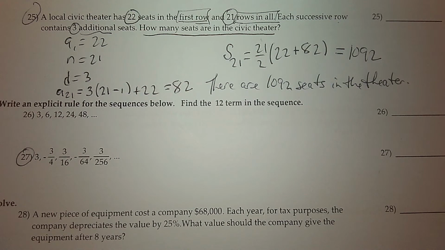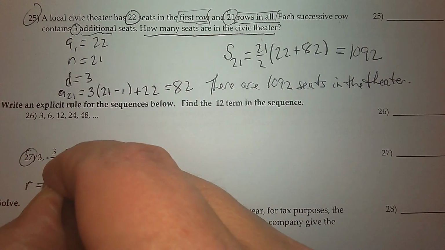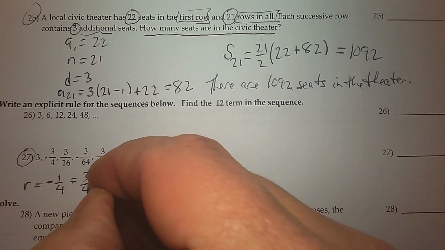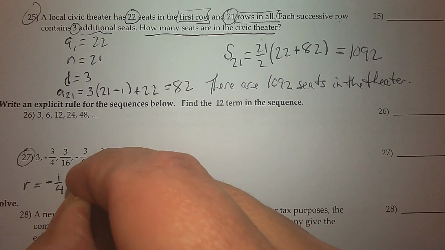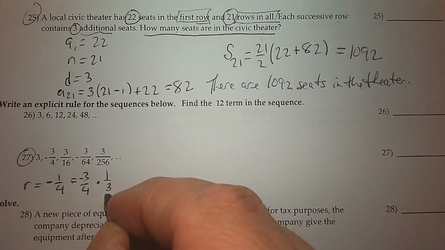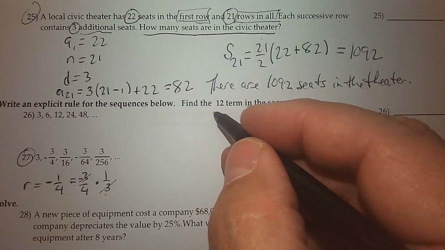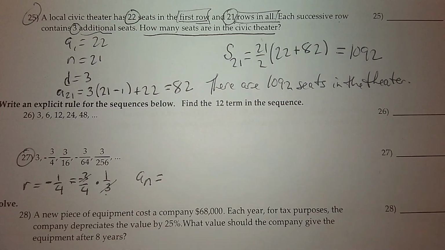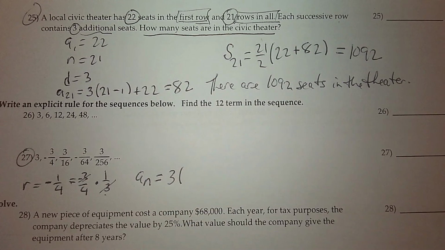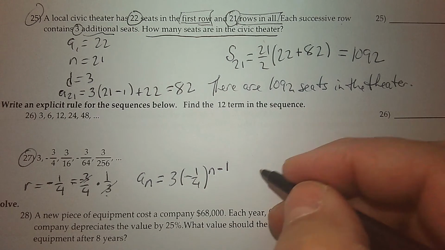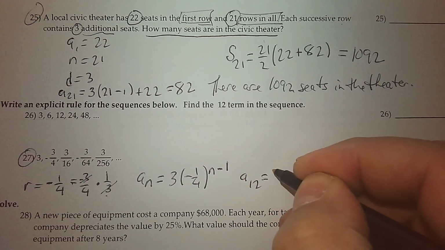So negative 3/4 divided by 3. And what do you get as the common ratio? It's negative 1/4. And again, you can find that by going negative 3/4 divided by 3. When you divide by 3, that means the same as times a third, the reciprocal. And you can see it's negative 1/4. I'm asked then to find a rule. So what would the explicit rule for this be? First term is 3, then negative 1/4, and then what's the exponent? n minus 1. And then which term am I looking for? The 12th. So see if you can find the 12th term.